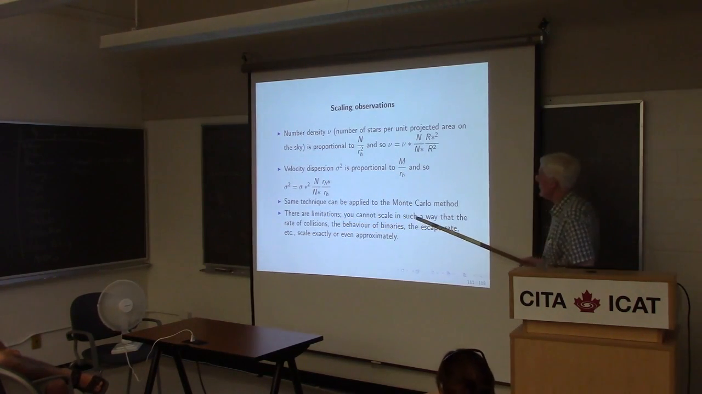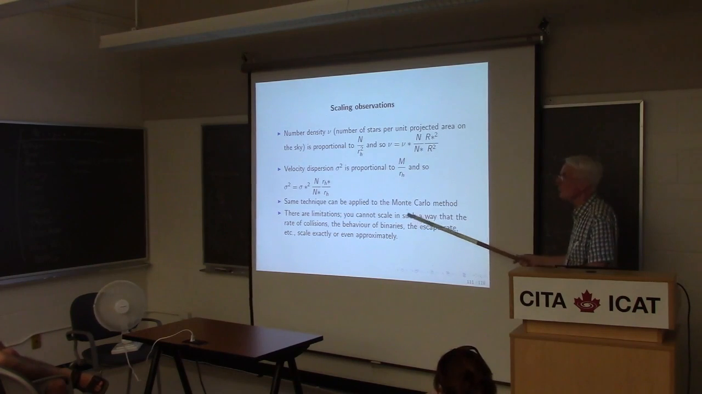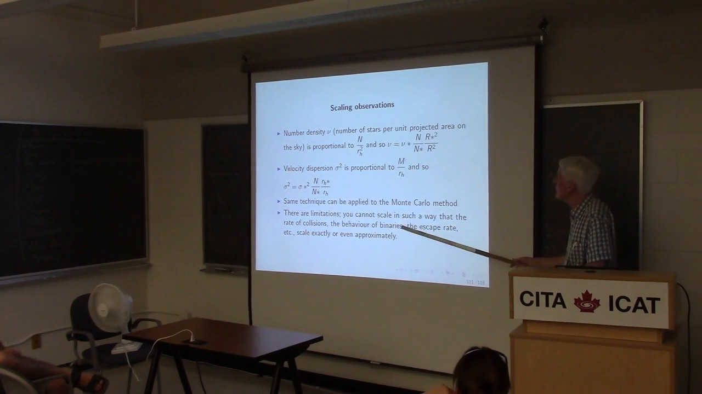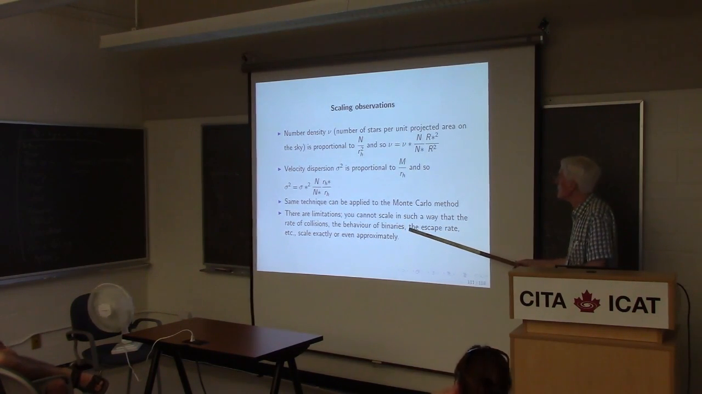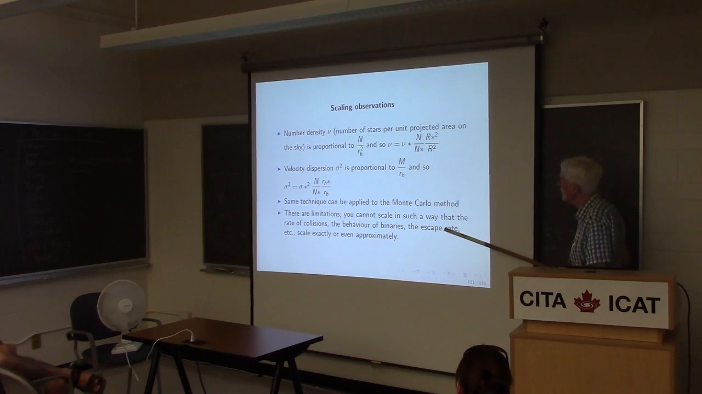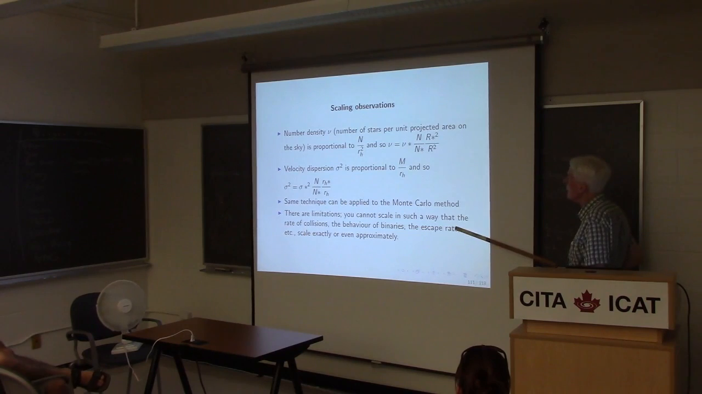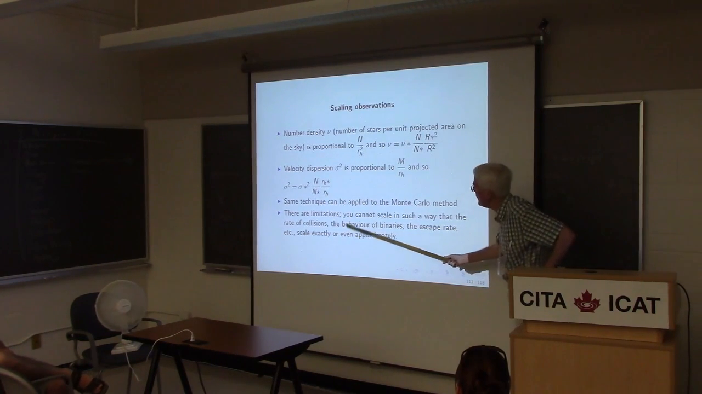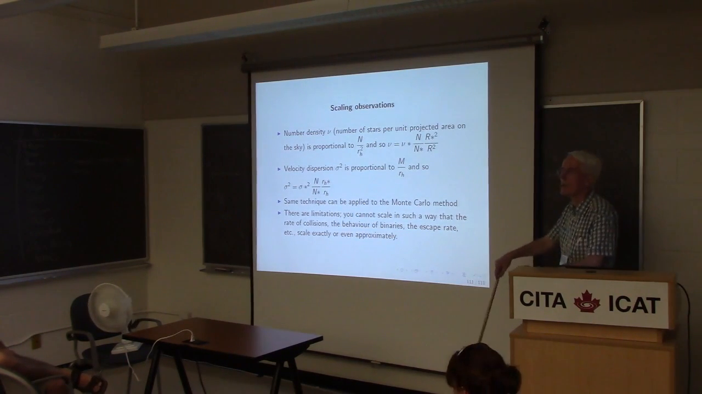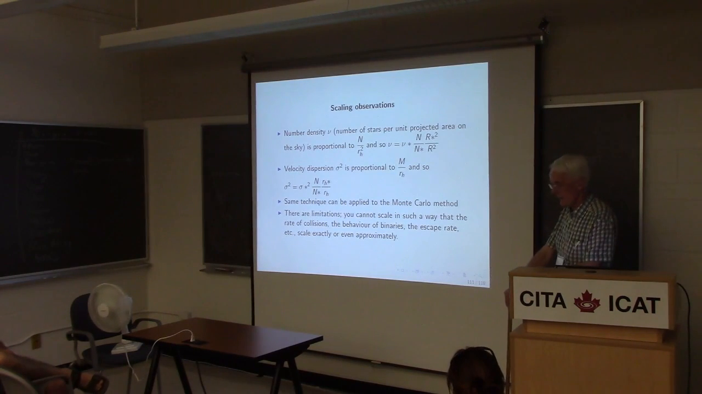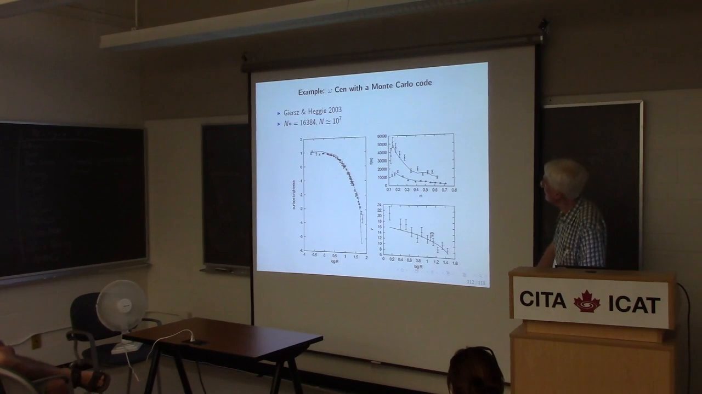But there are limitations to this. You can't scale in such a way that the rate of collisions is right, the behavior of the binaries is right, because that depends on the centimeter axes. You can't get the escape rate right because it doesn't depend on the relaxation time. If you get that right, you don't get the escape rate right. And so one does have to do this kind of scaling with a great deal of care. But nevertheless, it's an approach which one can try to use.